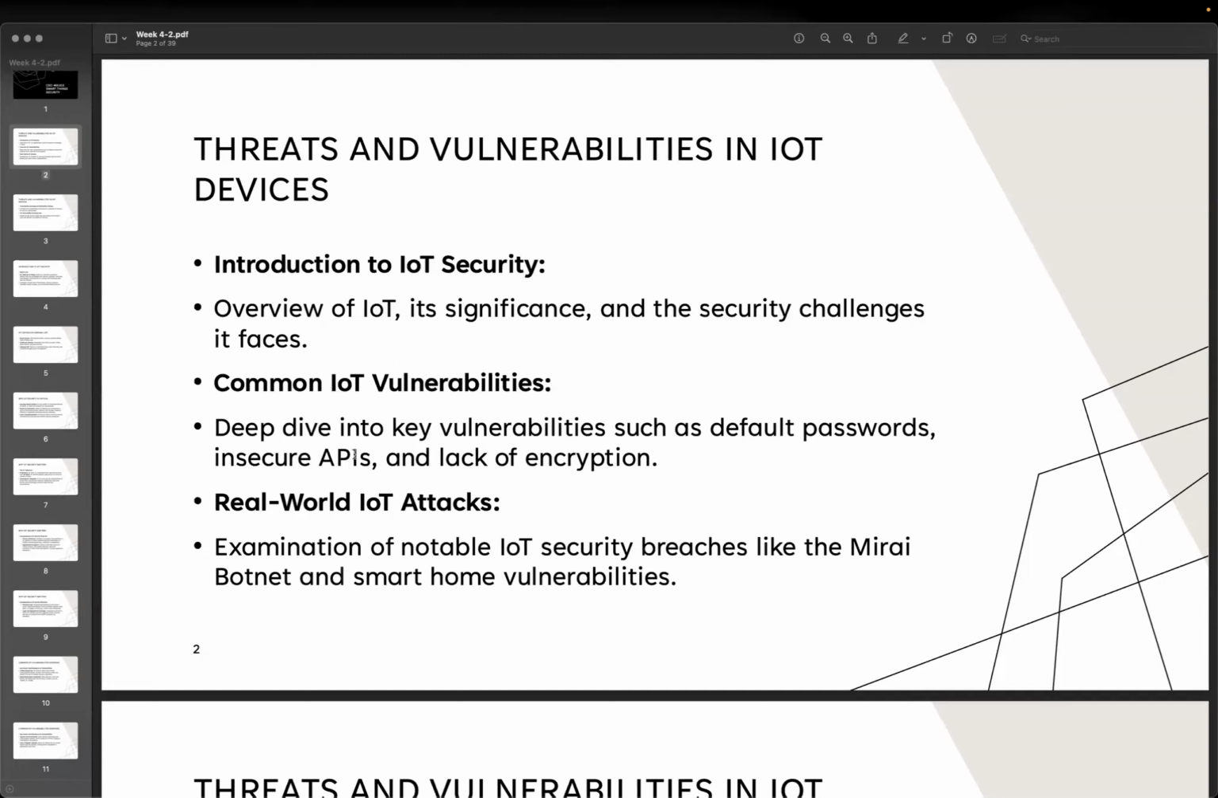Okay. Then we dive into some key vulnerabilities, such as default passwords, insecure APIs, and lack of encryption. So mainly there will be three types like this. And then we will look at some real world IoT attacks. How can we examine those notable IoT security breaches, like real botnets or smart home vulnerabilities?